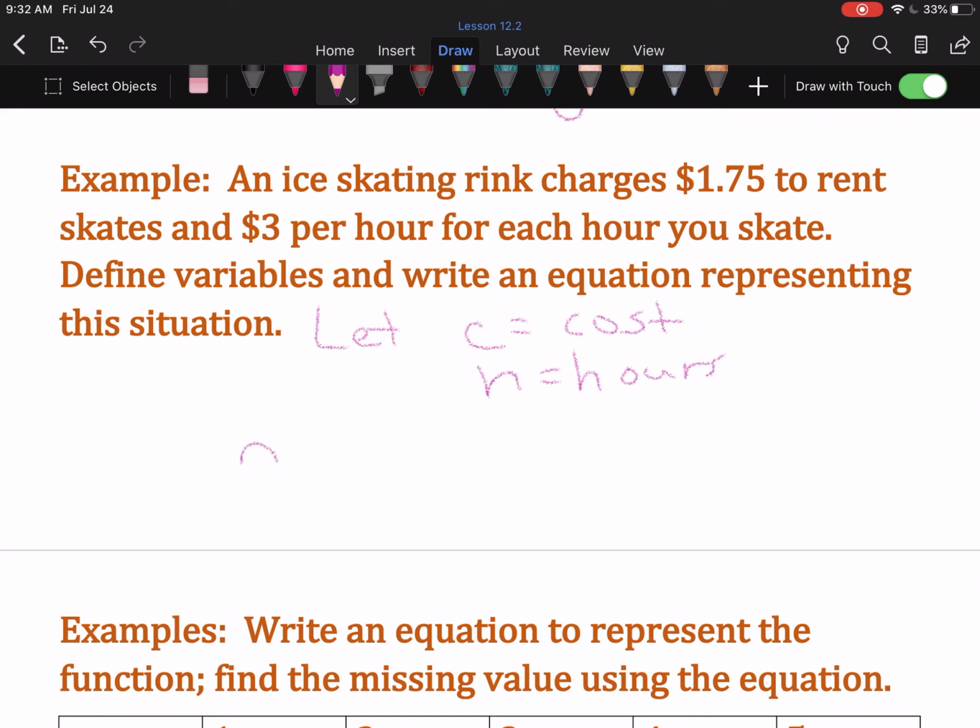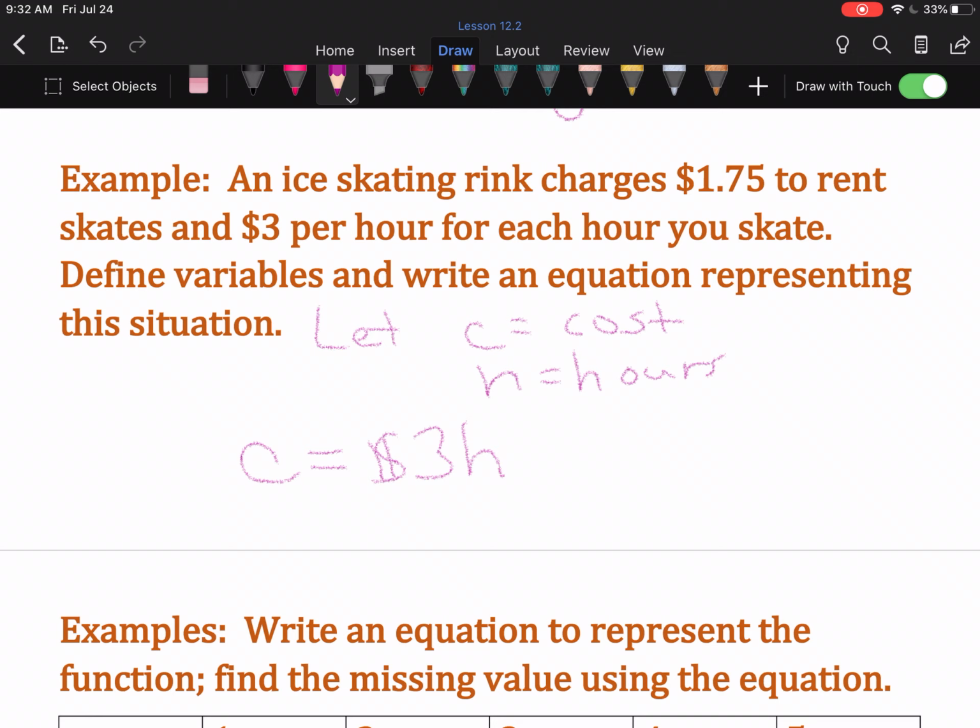So let's see. The cost to go skating is going to be, if we have to pay $3 an hour, then if we skate for 1 hour, it's $3. 2 hours is $6. 3 hours is $9, and so on. We're taking the $3 per hour and saying, okay, it's going to be $3 times the number of hours. So the cost is equal to $3 times the number of hours, h.